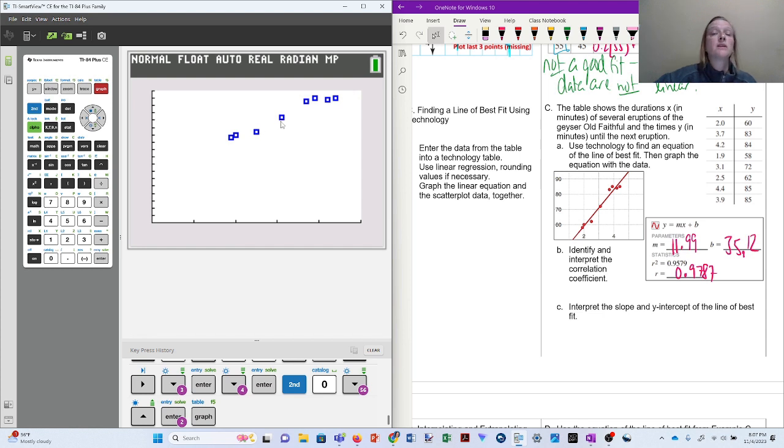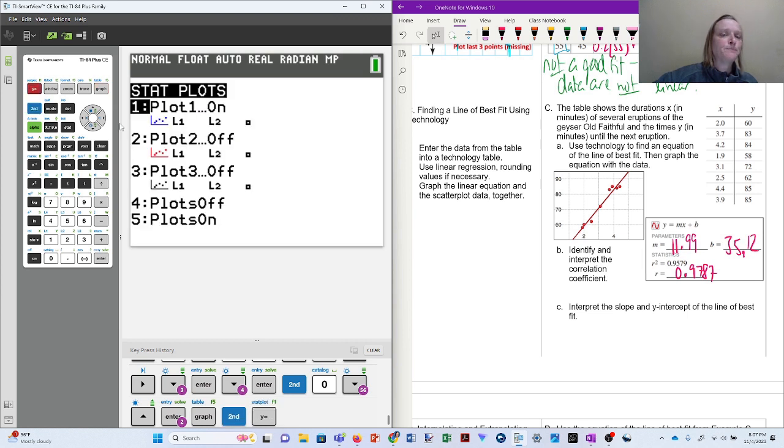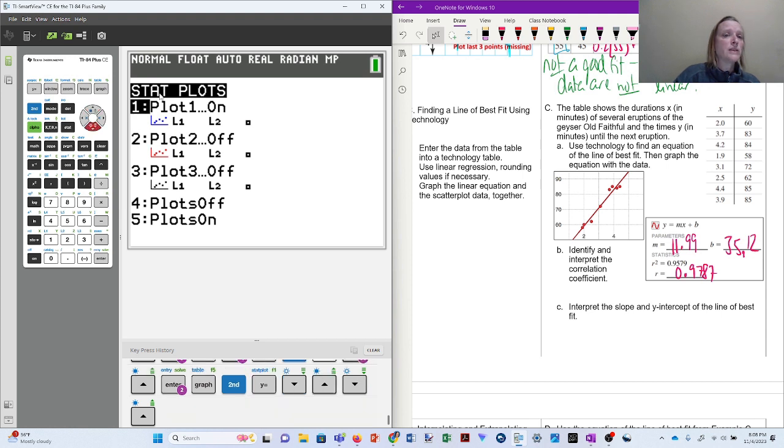Incidentally, this can also be a reason that you might not see data points when you graph your scatter plot. While I'm at it, there's one other reason that you might not see data points when you plot your scatter plot, and that's to do with the stat plot feature, which is above the y equals button in the top left corner. So if I click second and then the y equals button, you can see here that there's an option to turn the statistics plots on and off.